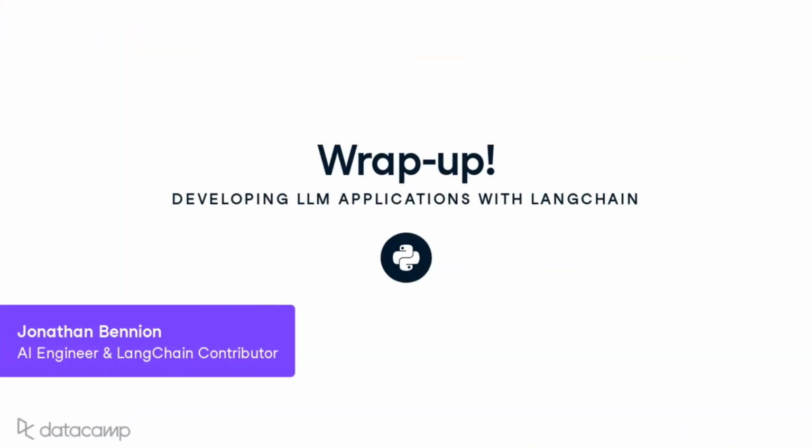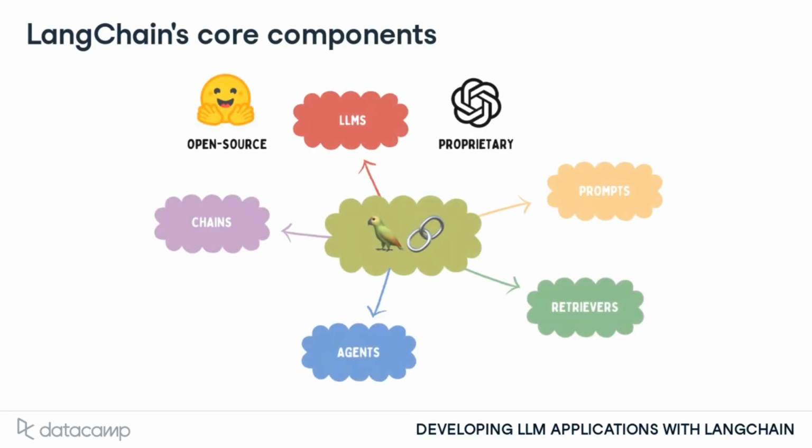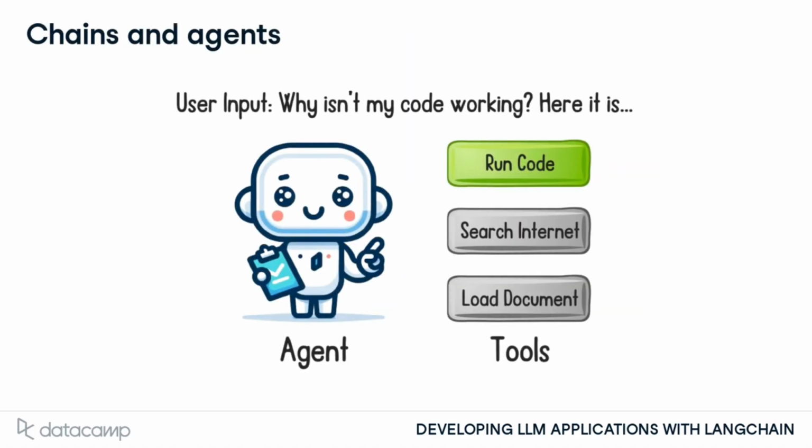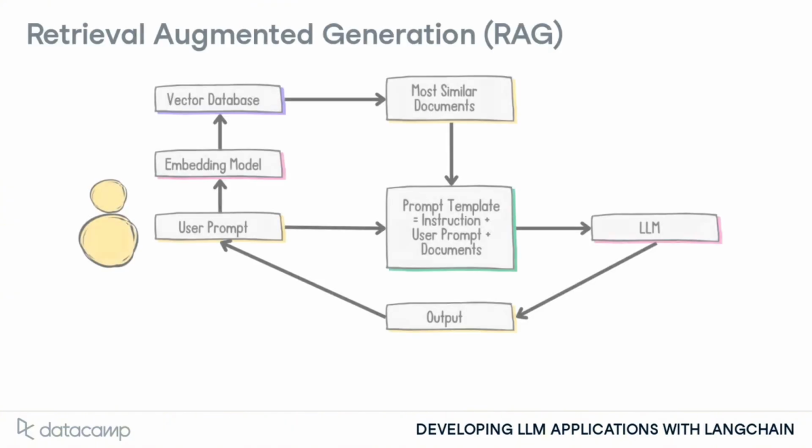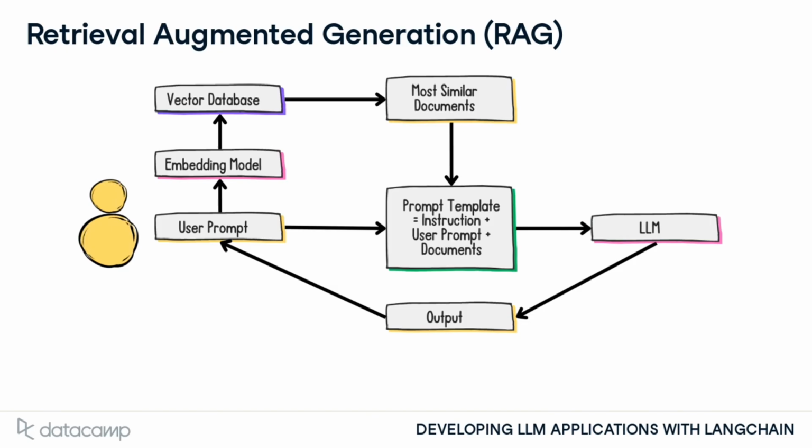Congratulations on completing the course. Let's wrap up by reviewing what you've learned. We started by talking about the core components of LangChain: models, prompts, chains, agents, and document retrievers. We used open source models from Hugging Face, as well as proprietary models from OpenAI. We learned how to combine models, prompts, and agents using LCEL chains. Finally, we learned how to integrate external data into LLMs, overcoming the limitations of their training data.